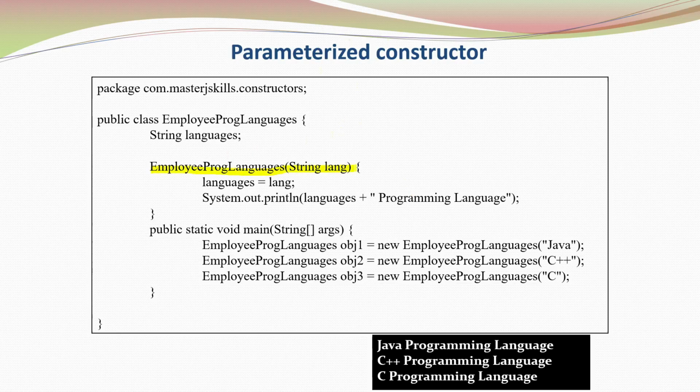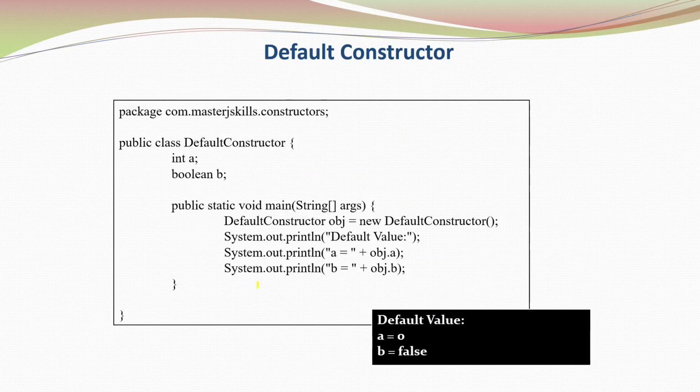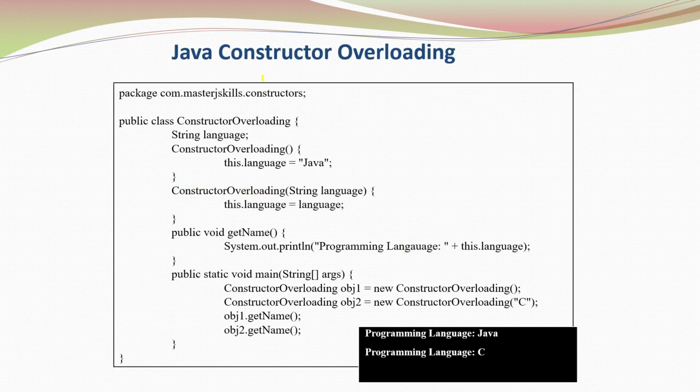So next is parameterized constructor. Here we can have a parameterized constructor like this. We are passing some parameters to this employee programming language constructor, and we are calling all of them like this. Okay, and the next is default constructor. The default constructor we are not adding here, so the compiler will add our default constructor. Without adding here, it is being called. So next is constructor overloading.